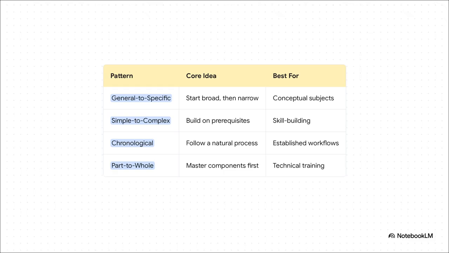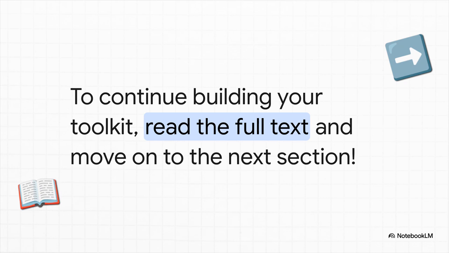Chronological, that's for processes, following a natural workflow. And finally, part to whole is your go-to for technical training, mastering the components first. 4 distinct tools for 4 very different challenges. So, what's next for your toolkit? It's simple. To really dive deep, read the full text that goes along with this section. And then when you're ready, go on to the next group where we'll explore even more advanced sequencing patterns.